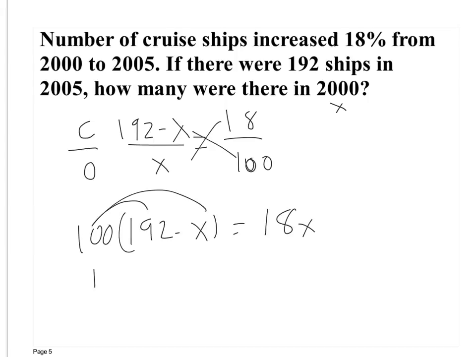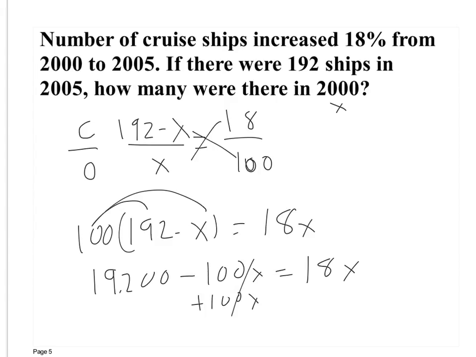100 times 192 is 19,200. Just add 2 zeros. And then 100 times negative X is negative 100X. Everybody with me so far? Now I do just like we've been doing for the last couple weeks. I want to move the variable to the same side, so I move the smallest one, so I'm going to add 100X to both sides.